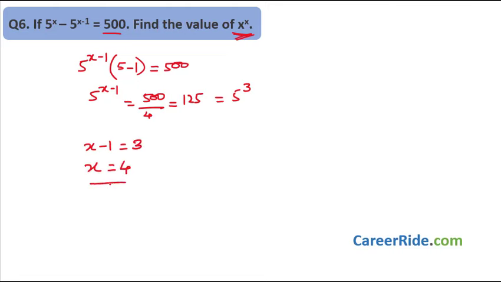Now I don't have to stop here. I have to find the value of x to the power x. So which means 4 to the power 4. Now you know yourself that this is equal to nothing but 256. Nothing difficult here you see in these type of questions. All that you have to do is apply what you already know. This was a little different question. It was not from remainder theorem, but I just included it to change the mood a little.